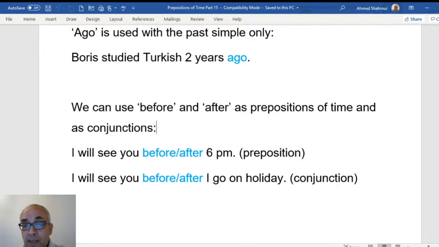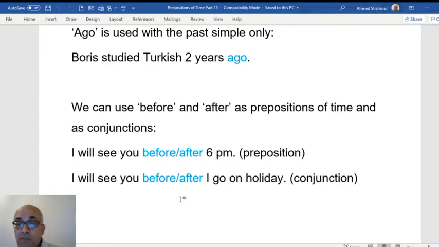So 6 is a noun. This means I use a noun after before, or I can use a noun after after. So here before is a preposition. Why? I use a noun after it. After is a preposition. Why? Because I use a noun after it. But in this sentence, before is a conjunction. I use a sentence before it and a sentence after it.